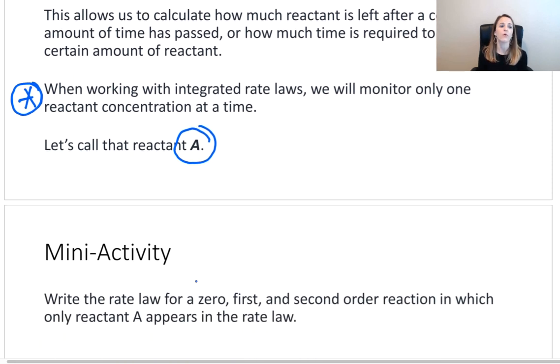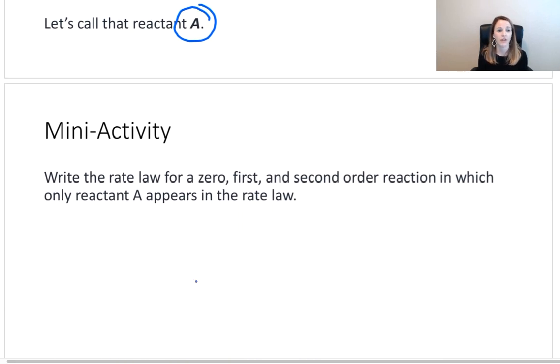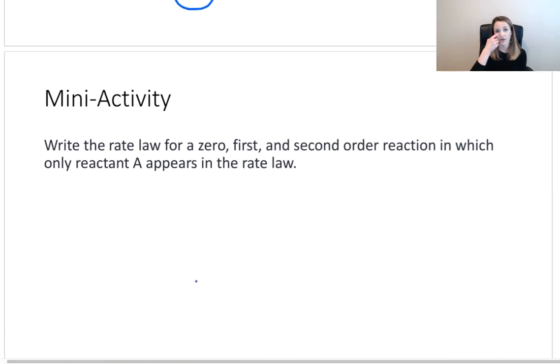So before we dive really deep into integrated rate laws, we're going to start with a tiny mini activity, which is a review of what we've done in the last 2 episodes. So really quickly here, what I want you to do is pause the video, and I want you to write the rate law for a 0, first, and second order reaction in which only reactant A appears in the rate law. Go.